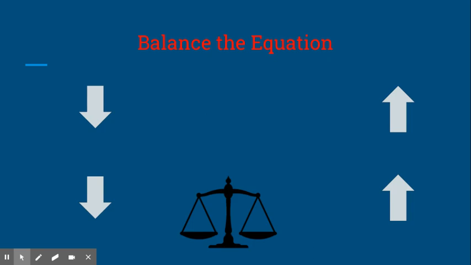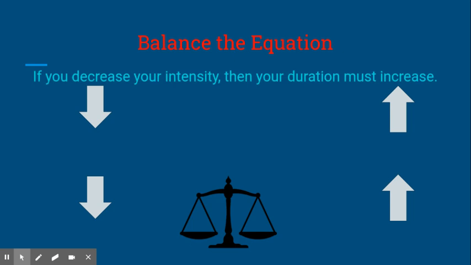It's very important that intensity times duration is balanced in order to maintain a proper overload. So for example, let's say you're out on the track and you decrease your intensity and slow down to where you're walking, which is fine, as long as your duration increases enough to maintain the overload. Instead of doing a 10 to 15 minute jog, you might be walking for an hour to maintain the same overload.